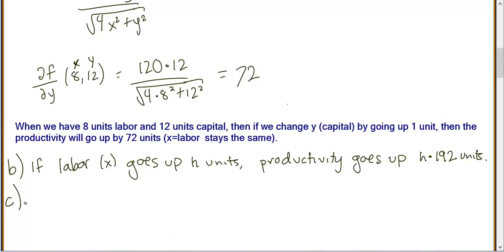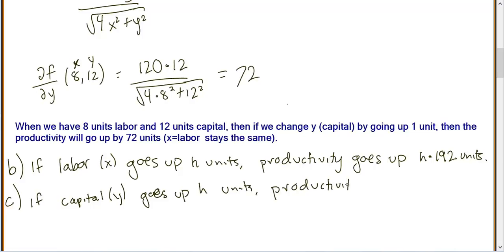And similarly, for part C, okay, we could say if capital y goes up h units, then productivity goes up 72 times h units. No reason that I wrote h first and h second here, that's just how I wrote it. Okay. Now let's go back up though and actually look at what C actually asked us.